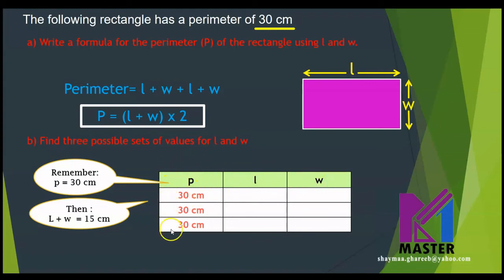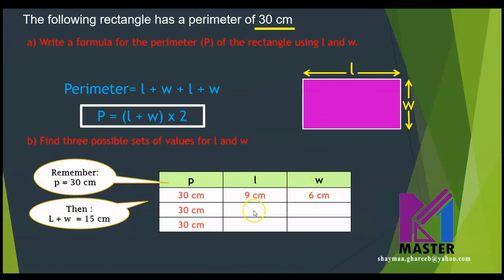And we said if the perimeter is 30, then the length plus the width should equal half of the perimeter, which is 15. So now let's start guessing some numbers. I will start with 9 centimeters for the length. If the length is 9 centimeters, then the width will be, we said both of them must equal 15. 9 plus what gives 15? 9 plus 6. So 6 centimeters for the width.